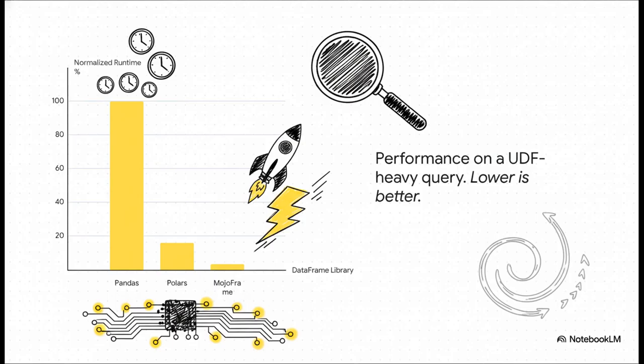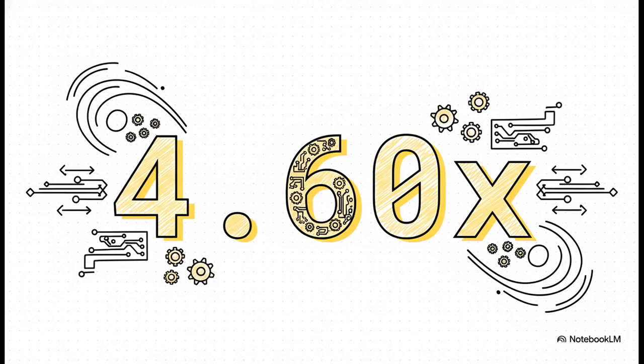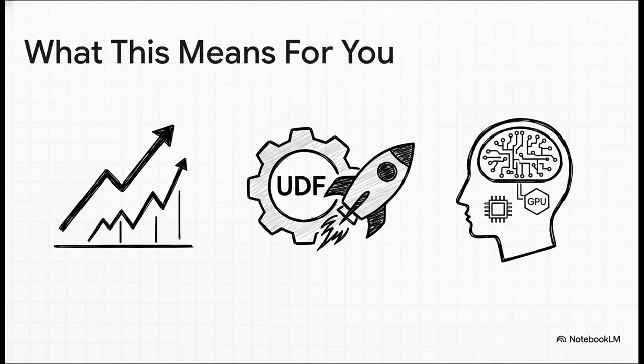Now, Polars, which is already a super fast library, slashes that runtime down to just 16%, a massive improvement. But then, look at Mojo Frame. It clocks in at a staggering 3.5%. That isn't just better, that is a completely different world of performance. Just to put that in perspective, that means Mojo Frame is over 4.5 times faster than Polars, the next best thing, on these kinds of complex queries. And that's all thanks to Mojo's ability to compile that custom logic and run it in a highly parallel way across your CPU. So what does this actually mean for you day to day?